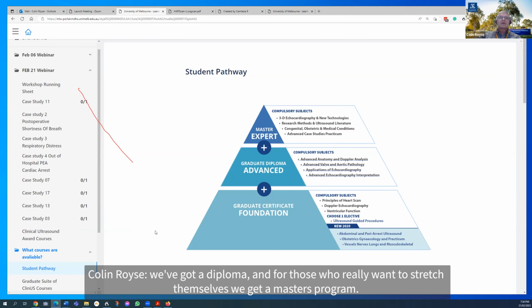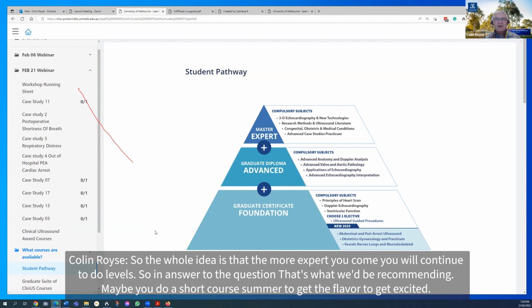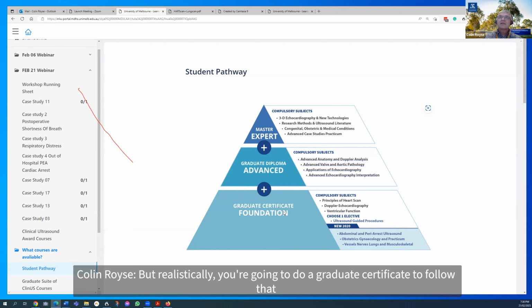And for those who really want to stretch themselves, we've got a master's program. So the whole idea is that the more expert you become, you will continue to do levels. So in answer to the question, that's what we'd be recommending. Maybe you do a short course somewhere to get the flavor, to get excited, but realistically, you're going to do a graduate certificate to follow that.